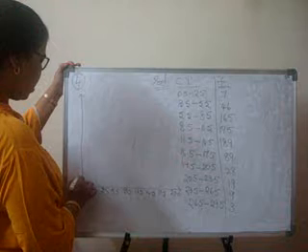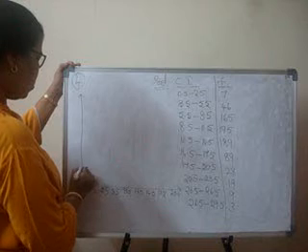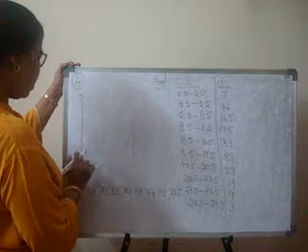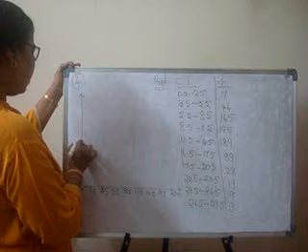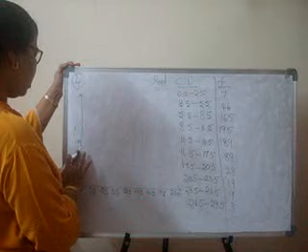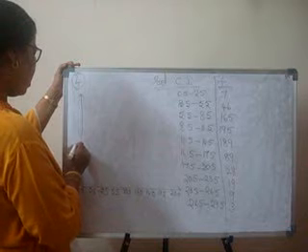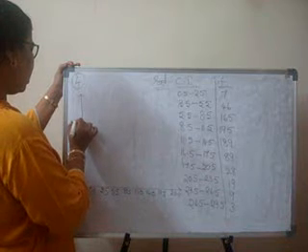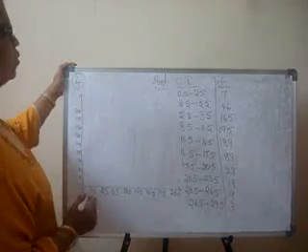So the scale on the y-axis: 5, 25, 35, 50, 75, 100, 125, 150, 175, 200. Now you see.